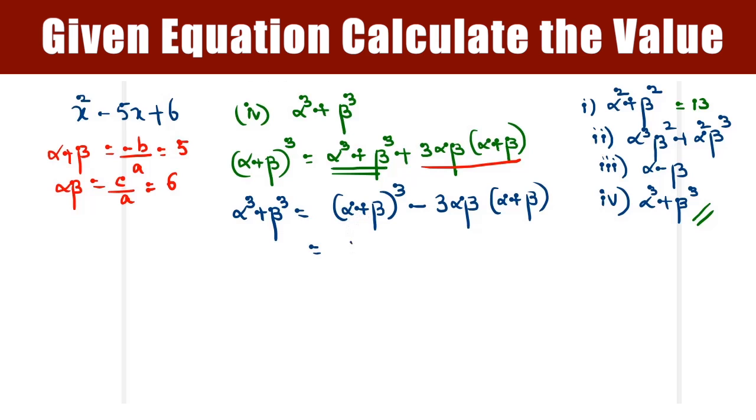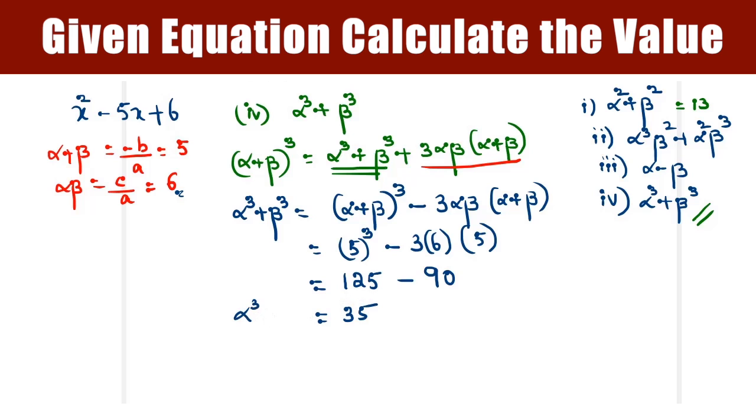Alpha plus beta is 5, so this is 5 cube minus 3 into the value of alpha beta, which is 6, into alpha plus beta again, which is 5. So 5 cube is 125 minus 6 3s are 18. 18 into 5 is 90. When I subtract 90 from 125, I get 35. The value of alpha cube plus beta cube is equal to 35.